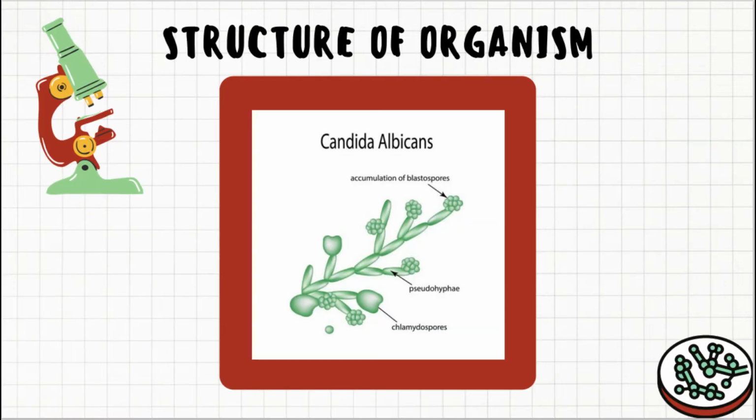The structure of Candida albicans is composed of blastospores, pseudohyphae, and chlamydospores. Blastospore is a fungal spore that is produced by budding and that acts as a resting spore or gives rise to another spore. Pseudohyphae is for budding pattern, cell elongation, and cell adhesion, while chlamydospore is primarily for the fungus's survival.